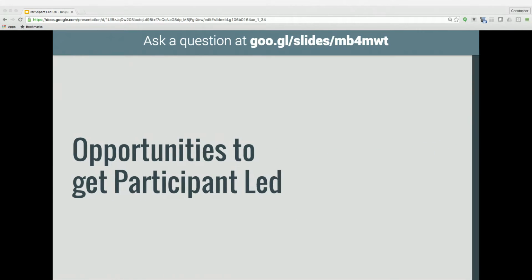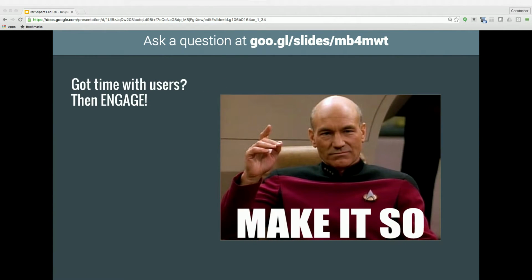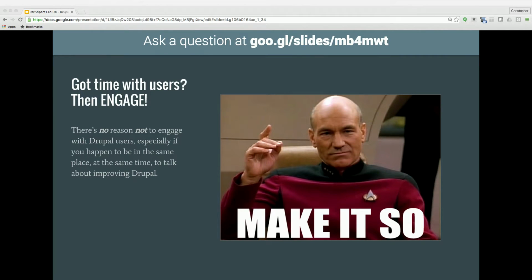And the opportunities to get participant-led. So if you've got some time with users, you can be participant-led. There's no reason not to do this. You've got Drupal users here today. You could be running an exercise in the hall. I've done this before at Usability Day, where we'll just set up a little kiosk, we'll run a little exercise, people can walk up and participate if they choose to.